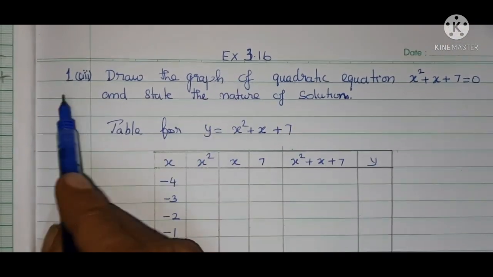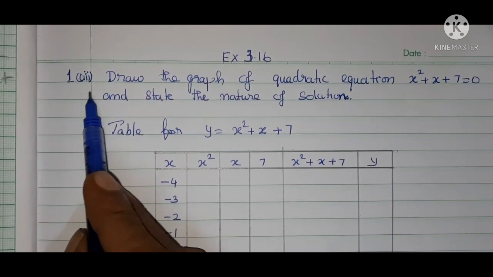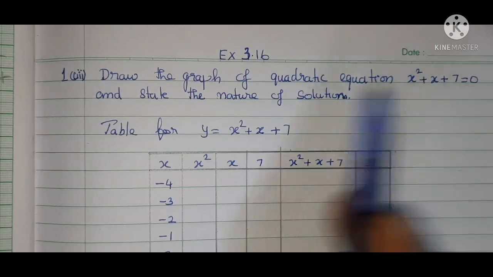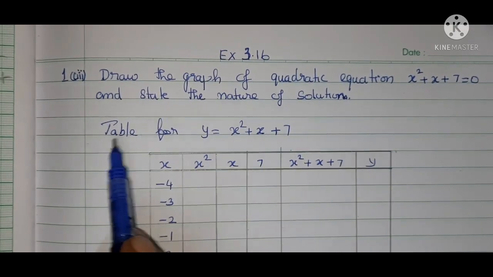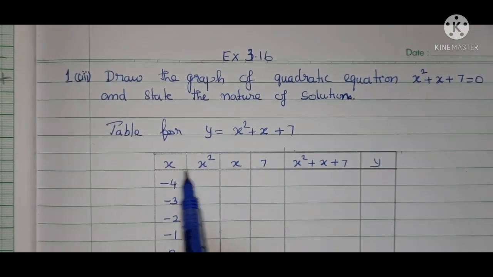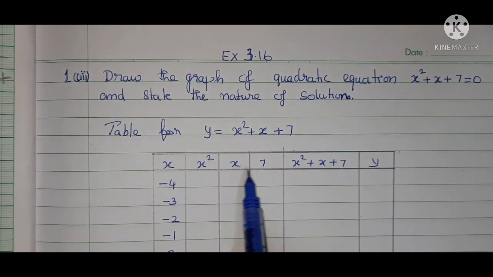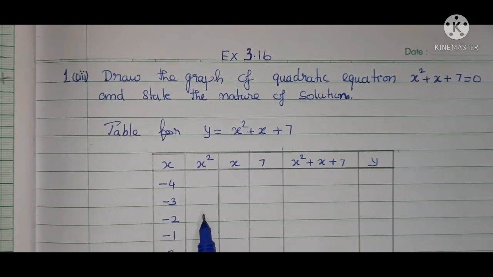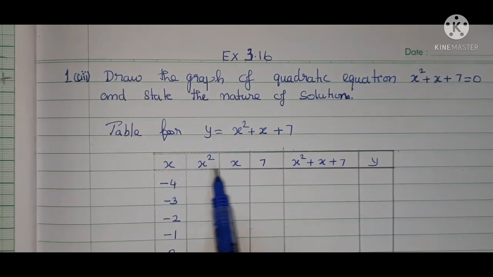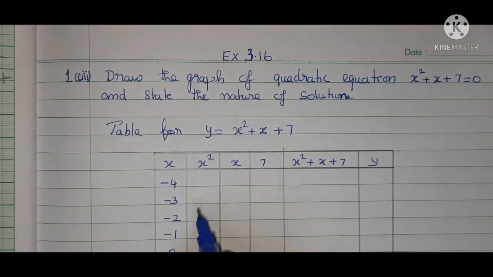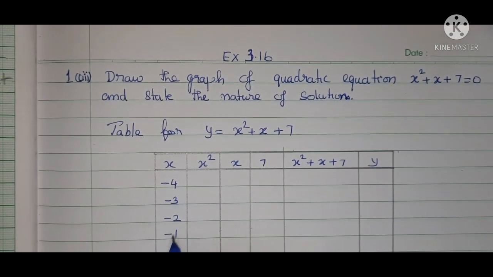Exercise 3.16, first division, third sum. Draw the graph of the quadratic equation x square plus x plus 7 is equal to 0 and state the nature of the solution. Table for y is equal to x square plus x plus 7. The first column is x, the second column x square, third x. The first column, the given values of x: minus 4, minus 3, minus 2, minus 1, 0, 1, 2, 3 and 4.